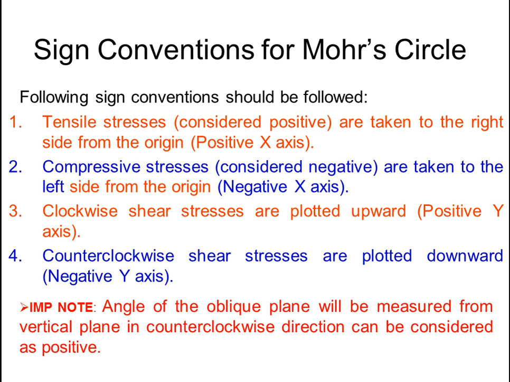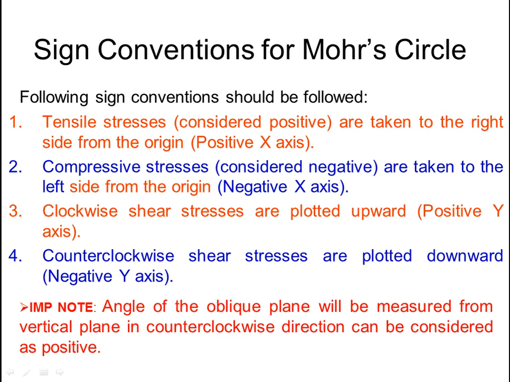To draw this Mohr circle, we have to follow certain sign conventions. The following sign conventions should be followed while attempting to draw the Mohr circle. The tensile stresses, considered positive, are taken to the right side of the origin, that is, the positive x-axis. The compressive stresses, considered negative, are taken to the left side of the origin, that is, the negative x-axis. The clockwise shear stresses are plotted upward, that is, the positive y-axis. The counterclockwise shear stresses are plotted downward, that is, the negative y-axis.